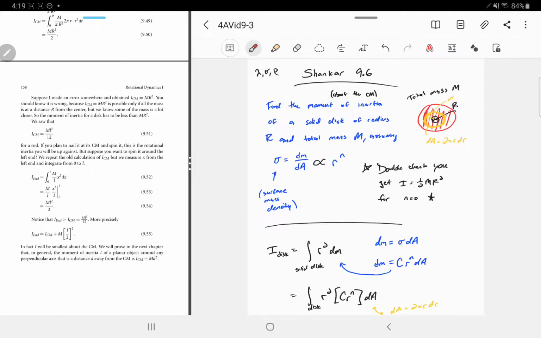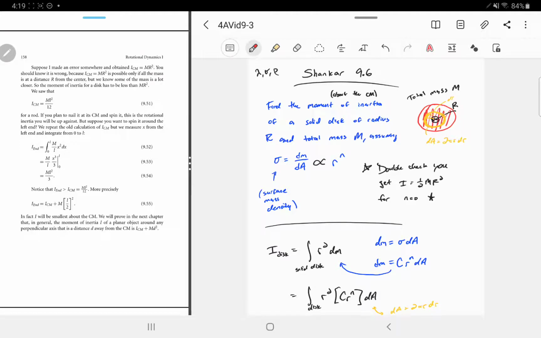Your book also mentions the parallel axis theorem, which actually we will prove next chapter. So maybe I'll wait until next chapter to talk about that. Yeah, great.